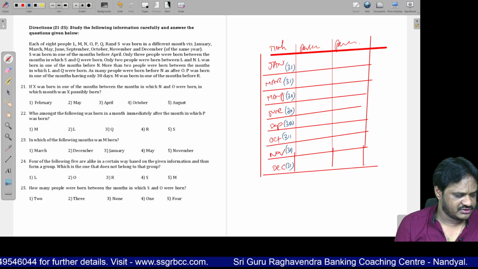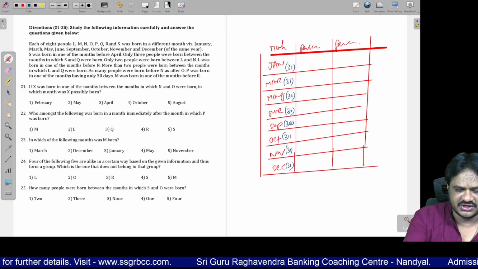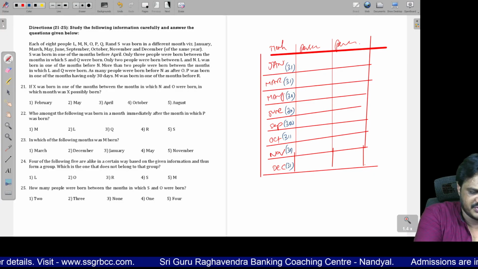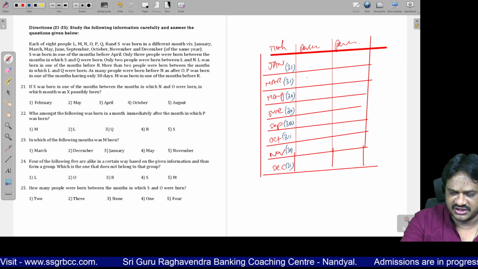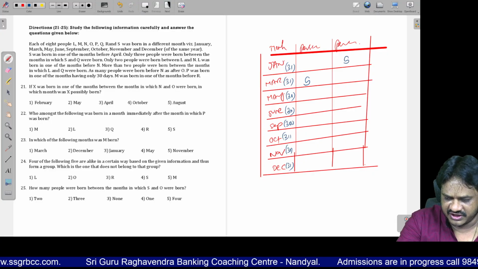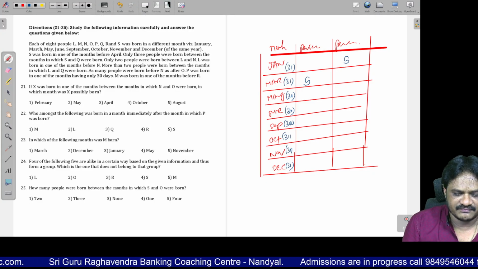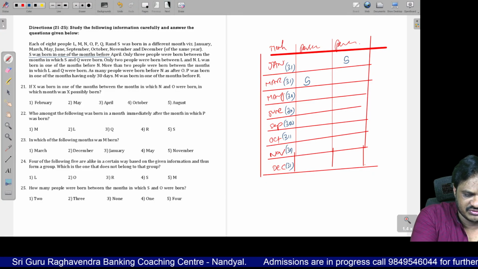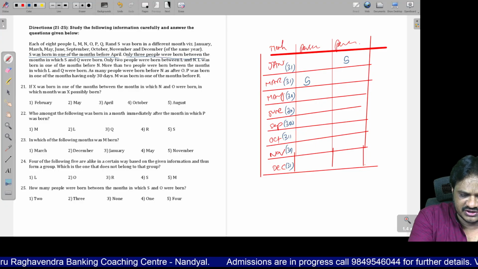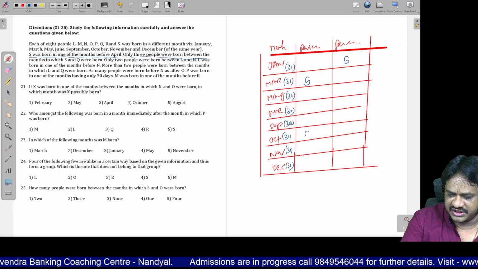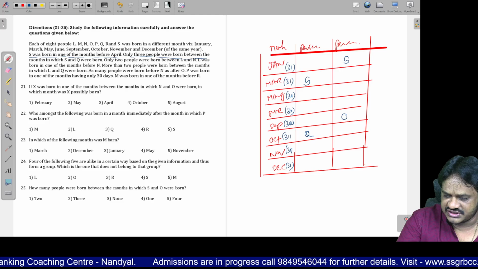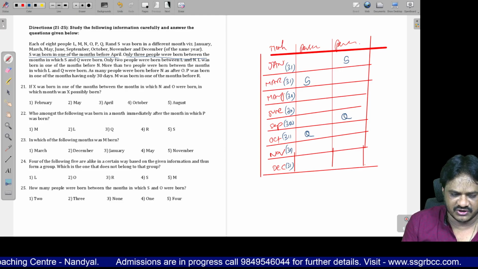S was born in one of the months before April. So before April means it can be either March or it can be January. Next, 3 people are there between S and Q.